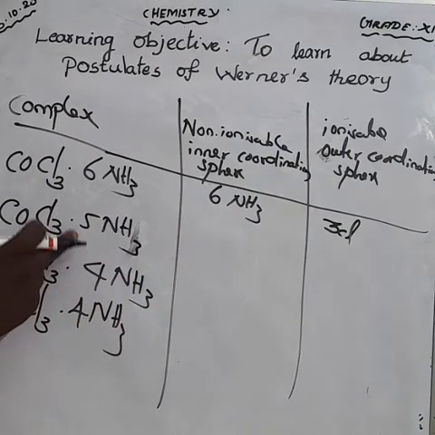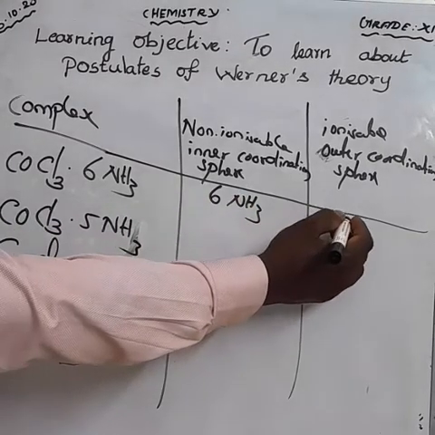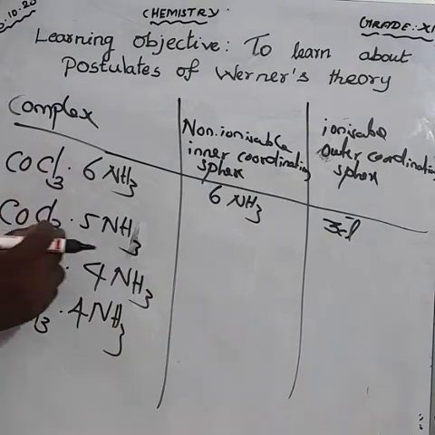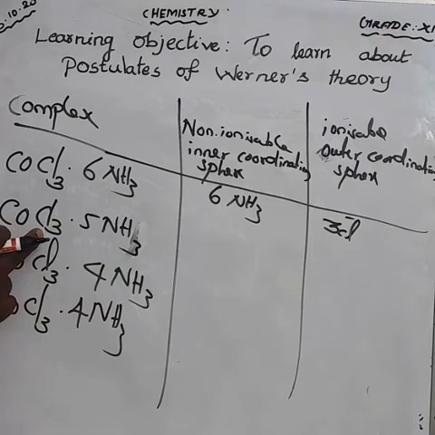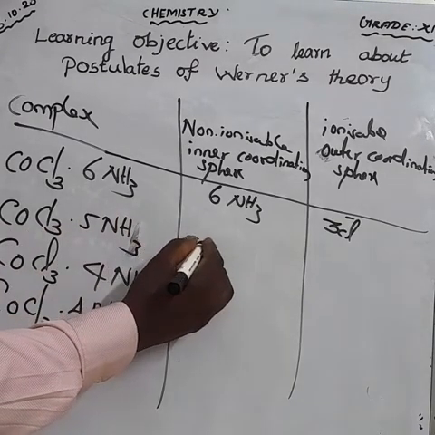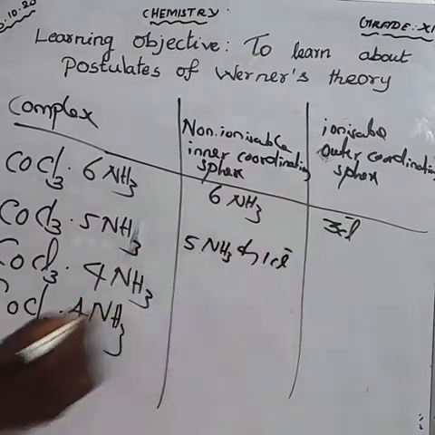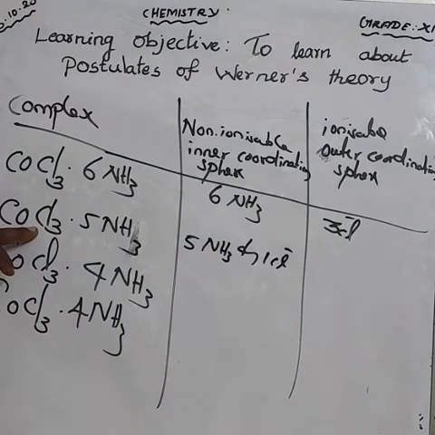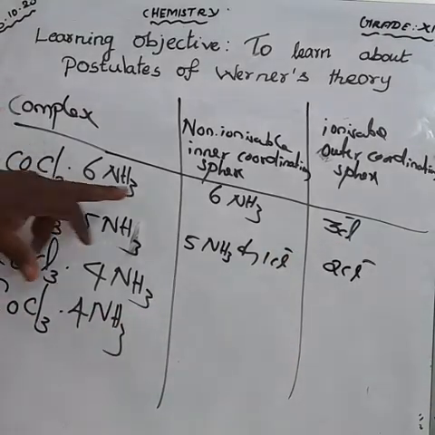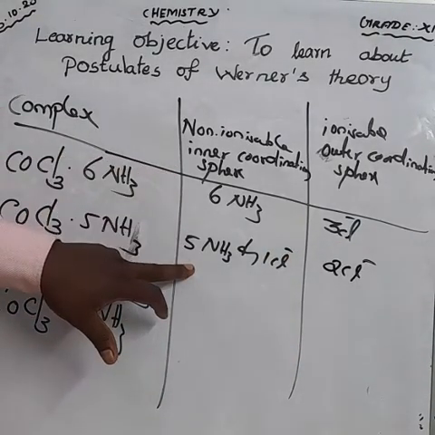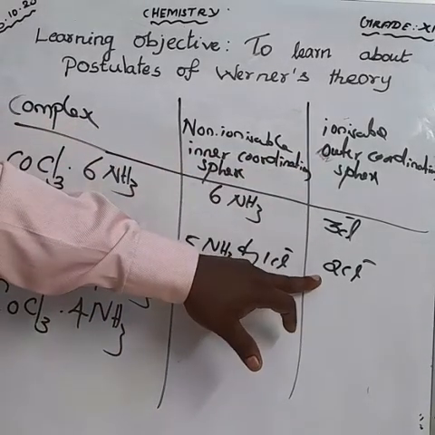Next, the second one: 5 ammonia and 1 Cl minus ion. Here you should write Cl minus ion. The second one is 5 NH3 and 1 Cl minus ion. Then how much remaining? Out of 3 we get 2 Cl minus ions. That means non-ionizable is 5 ammonia and 1 chloride ion. Ionizable means 2 Cl minus ions.